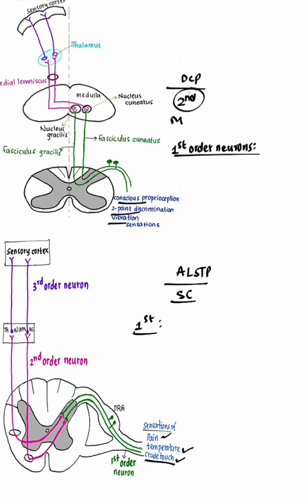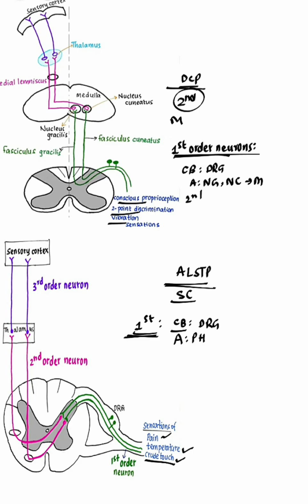In the dorsal column pathway, the cell bodies of first order neurons are present within the dorsal root ganglion, and their axons terminate within nucleus gracilis and nucleus cuneatus, which are present in the medulla. First order neurons in the anterolateral spinothalamic tract: the cell bodies are present within the dorsal root ganglion, and their axons terminate within the posterior horn.